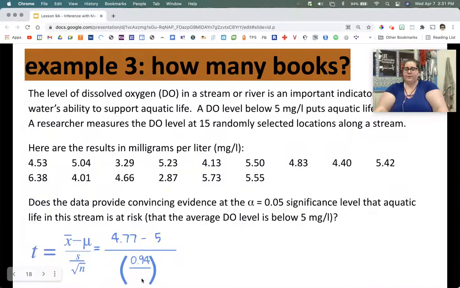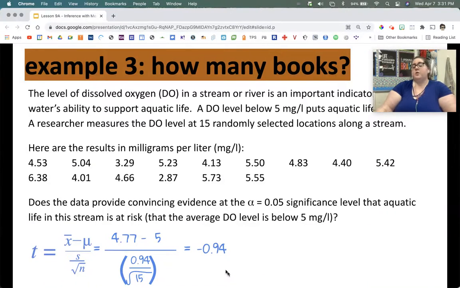Divided by the square root of n, our sample size, which is 15. Okay, so that's what our formula would be. I can figure that out and calculate it to be about negative 0.94 is our z-score, in this case t-score. I could then take that t-score, go look at my t-table to estimate a p-value. We talked about that during class, how we use a t-table to estimate a p-value. But that's what I would do in this case.